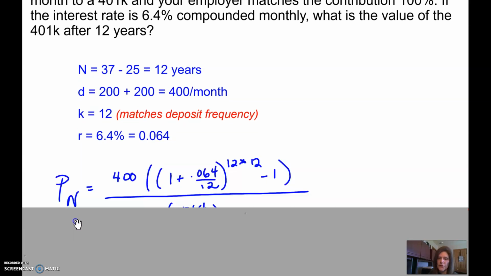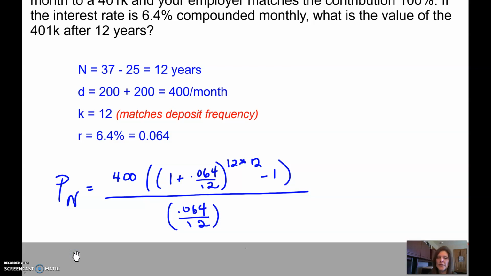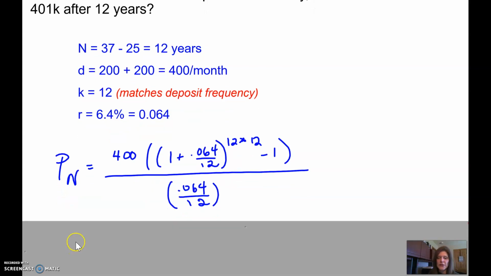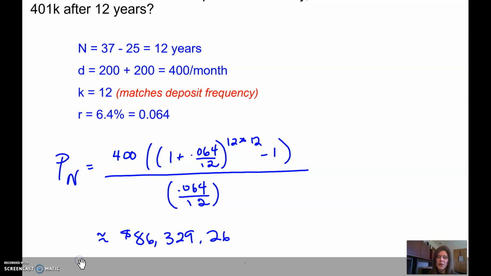All right, we'll put all of that into our formula for P sub n, that big old fraction, the annuity formula here, and then carefully put it into our calculator, and we should come up with approximately $86,329.26. Okay, if you have trouble with the calculator, double check that you're putting in all these parentheses. For the exponent up here, 12 times 12, either do that in your head or put that in parentheses as well. If you're still not getting it, please let me know and we'll try to sort that out.